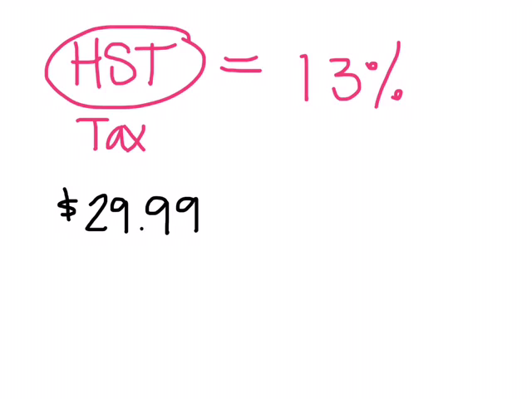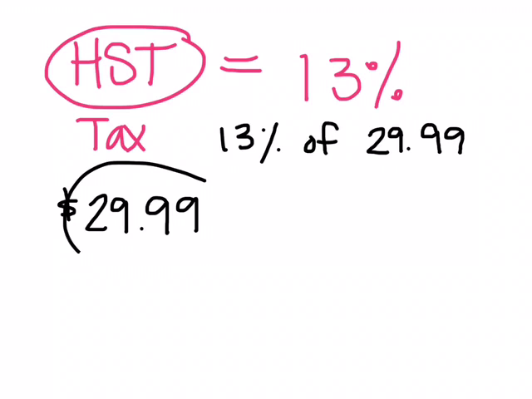You have to pay an extra 13%. So we need to calculate what 13% of $29.99 is, because this is the cost of the item. Anyone remember how to calculate a percent of a number? Good. So we need to turn the 13% into a decimal.